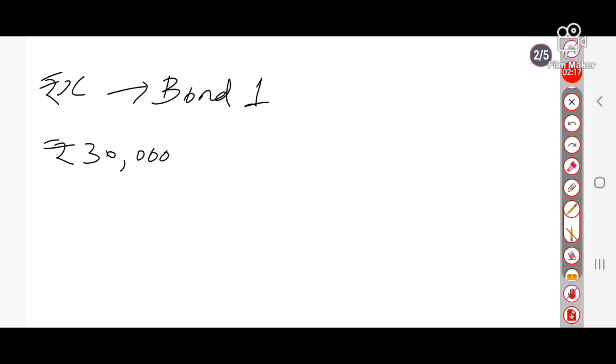Now as I told you, there are two types of bond, so I assume rupees x is invested in bond 1. Rupees x is invested in bond 1, and by the question the total investment is 30,000, therefore rupees 30,000 minus x is invested in bond 2. I repeat it, I have assumed that rupees x has been invested in bond 1. So in bond 2, obviously 30,000 as the total investment minus x will be invested in bond 2.